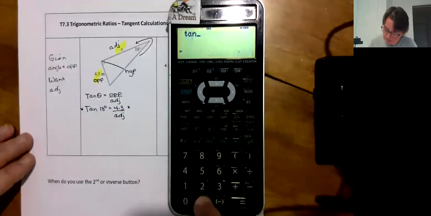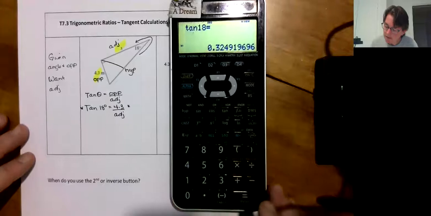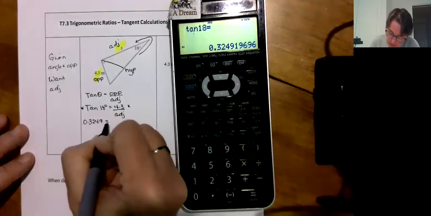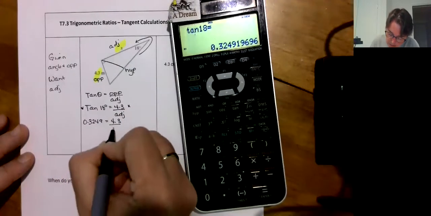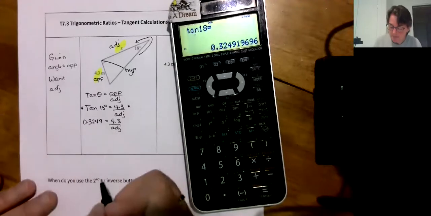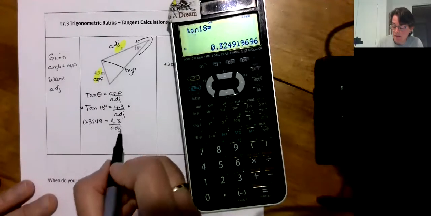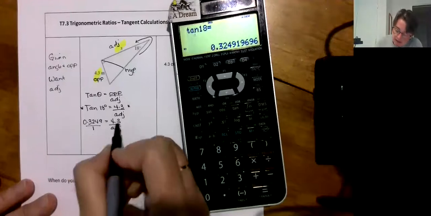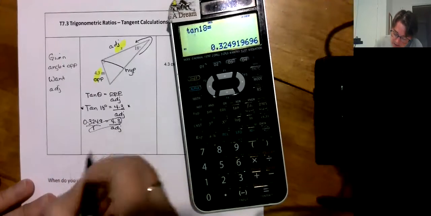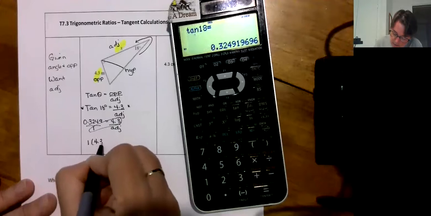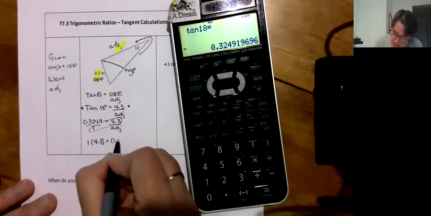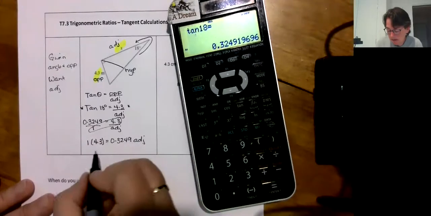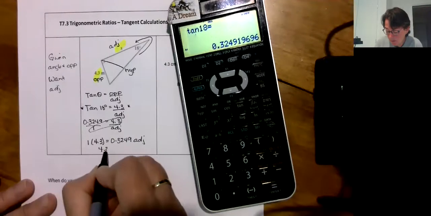So tan 18 is 0.3249, which is equal to 4.3 over adjacent. All right, you know by now that if your unknown is in the fraction part, you just put that over 1, and then we're going to cross multiply to solve. 1 times 4.3 is equal to 0.3249 adjacent. Multiply that through, clean it up. It's not much. So 4.3.